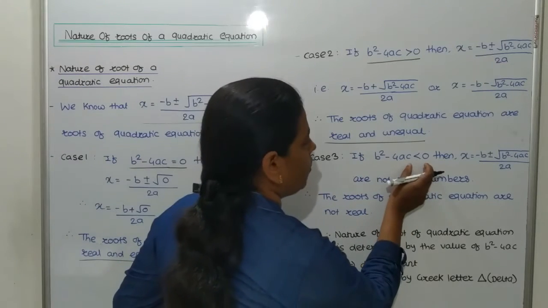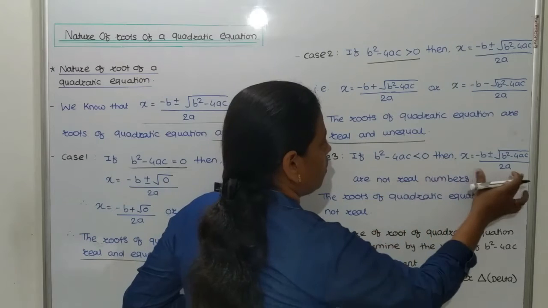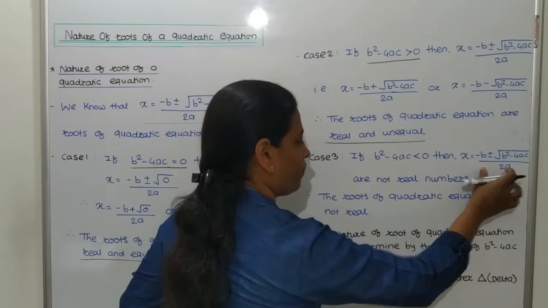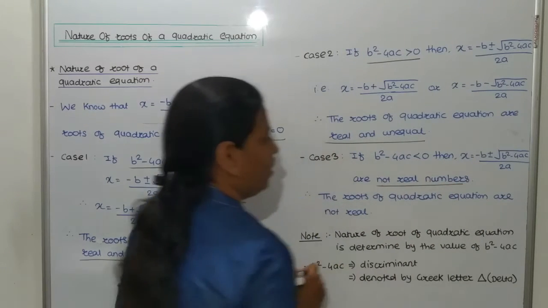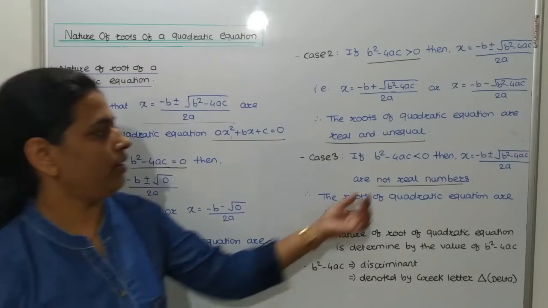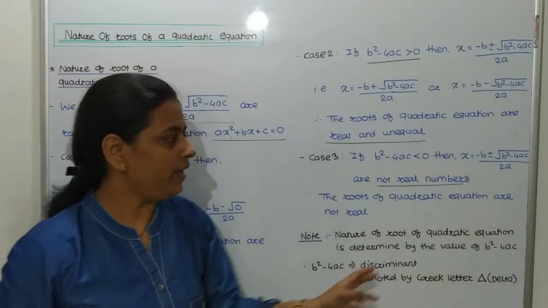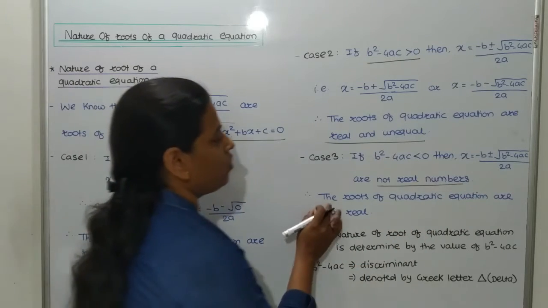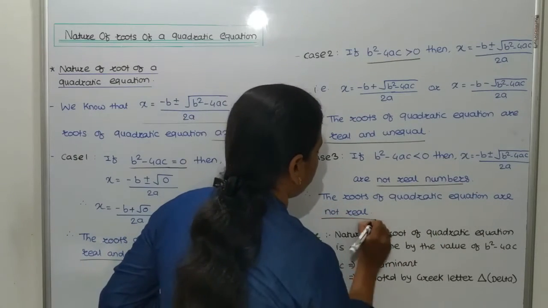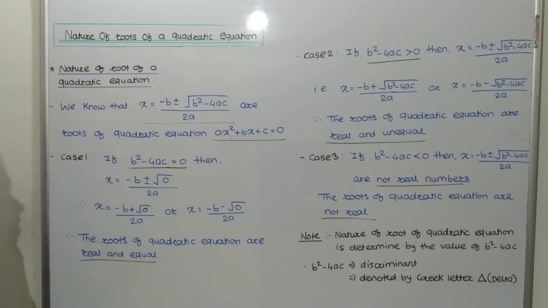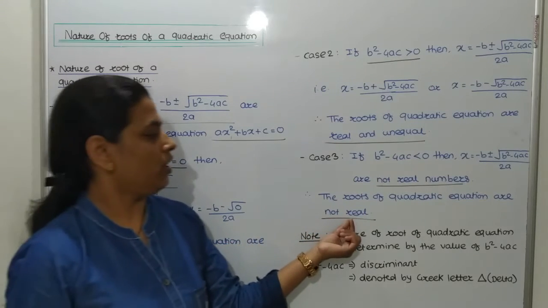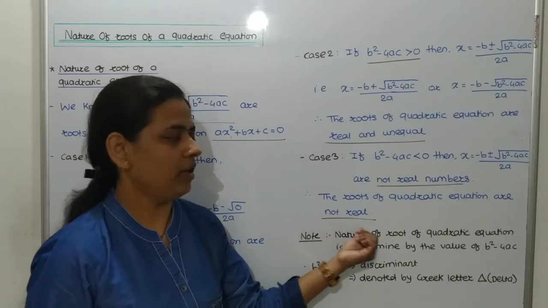When b square minus 4ac is less than 0, the value under the root is not a real number. In this situation the value of x is not a real number, so the roots of the quadratic equation are not real.